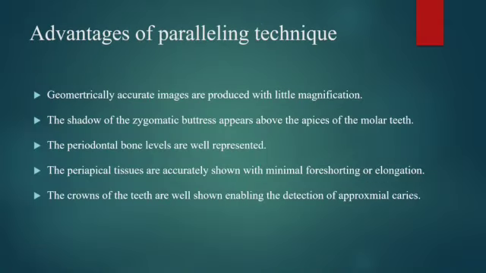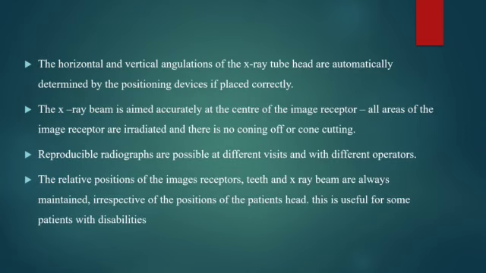What are the advantages of the paralleling technique? Geometrically accurate images are produced with little magnification. The shadow of the zygomatic buttress appears above the apices of the molar teeth. Periodontal bone levels are accurately represented. Periapical tissues are accurately shown with minimal foreshortening or elongation. The crowns of the teeth are well shown, enabling the detection of proximal caries.